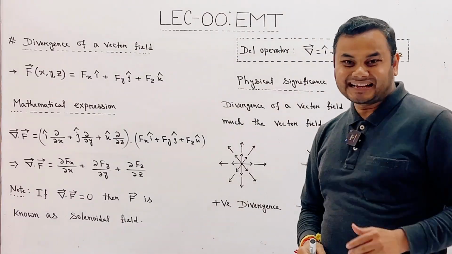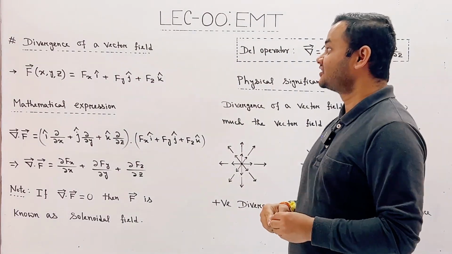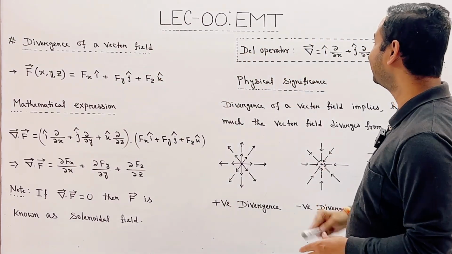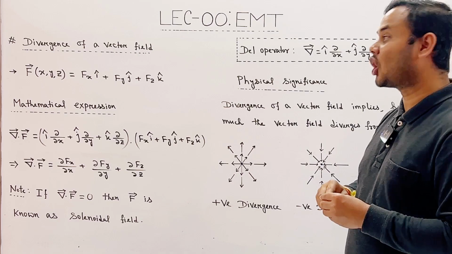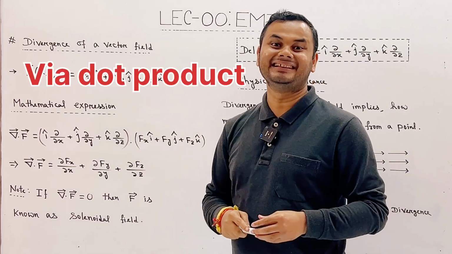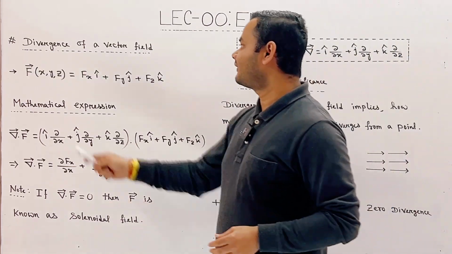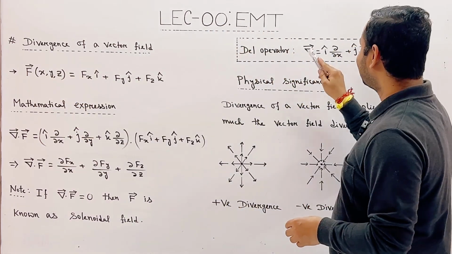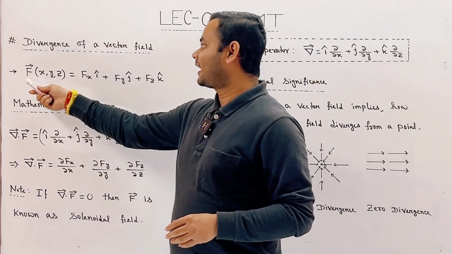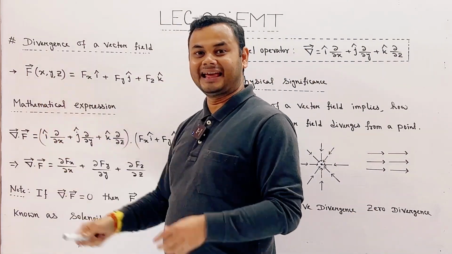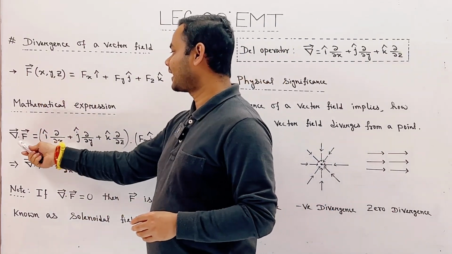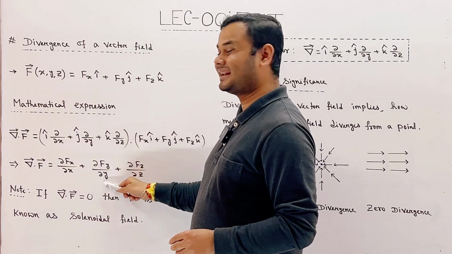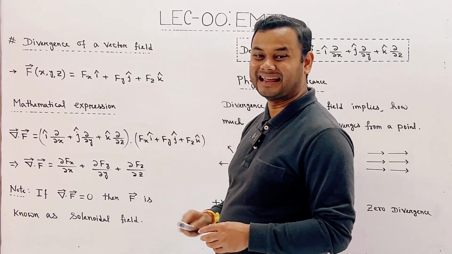Okay? Next, let me explain the concept of divergence of a vector field. Students, we know that when the del operator operates on a vector field, then we get the divergence. Suppose F(x, y, z) is a vector field. When this del operator operates on F vector via dot product, then we get the divergence of F as del Fx/del x plus del Fy/del y plus del Fz/del z.